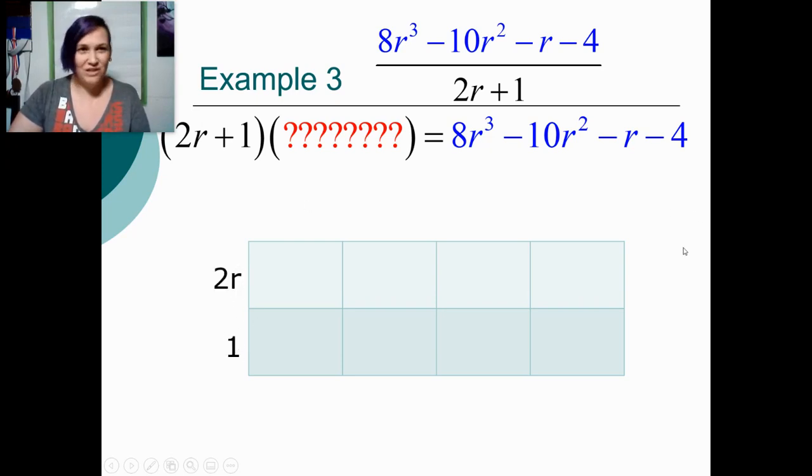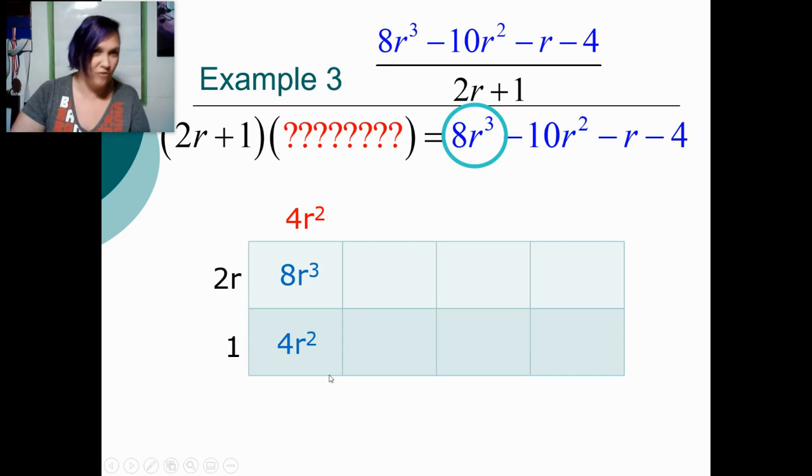And let's get started. So we're going to take our first term from the numerator, the 8r to the third, and we're going to put it in the first box right here. Then we ask ourselves, 2r times what will make 8r to the third? So 2 times 4 will make 8, and then r times r squared will make r to the third. This 4r squared also needs to be multiplied by the 1. So 4r squared times 1 is 4r squared.